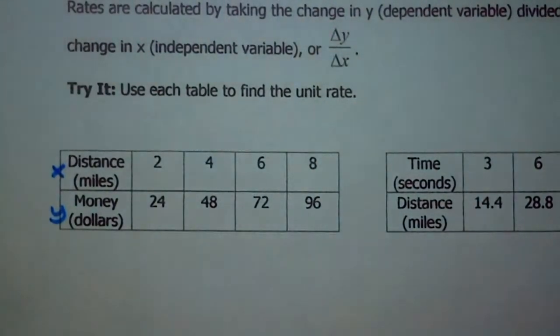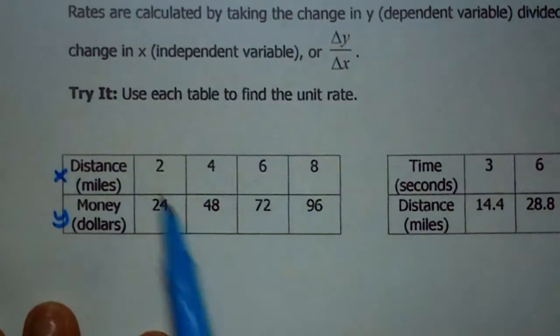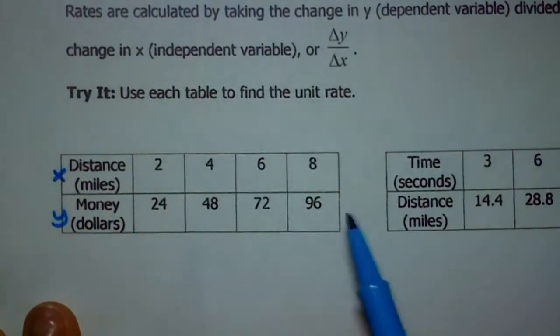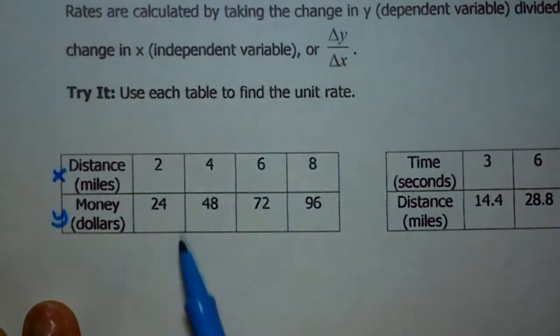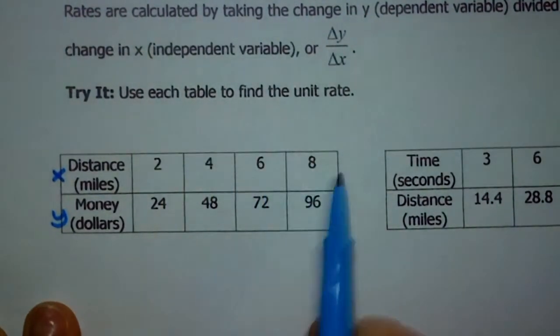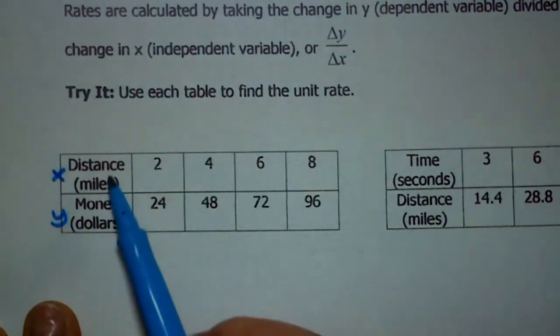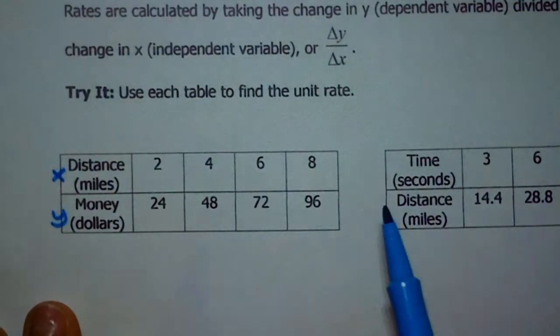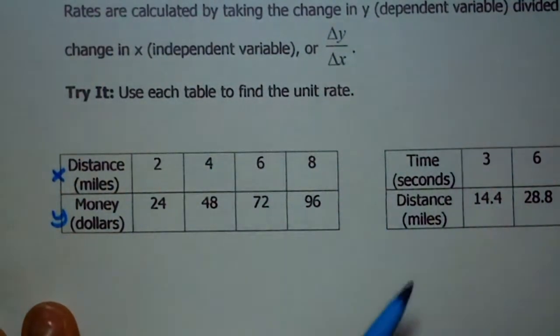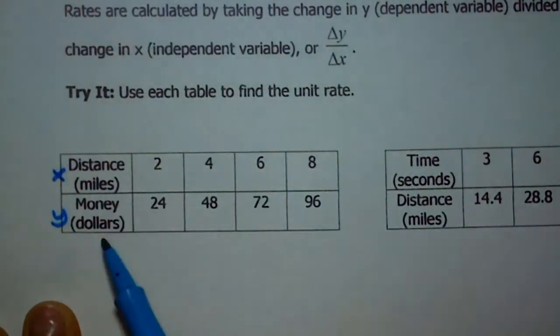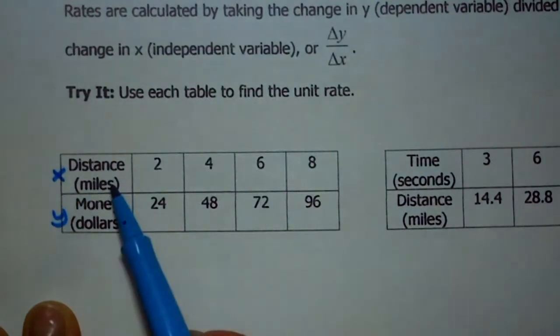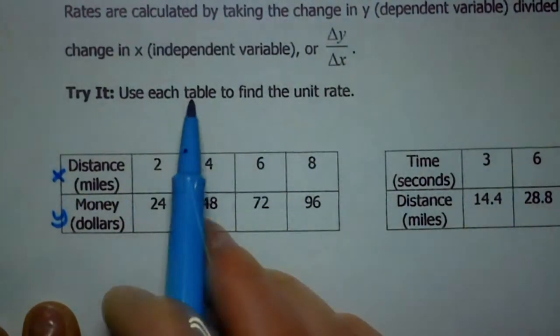So what I'm saying is, to figure out the unit rate from this table, how much 1 of something is, all you're going to do is see what y is changing by and divide it by what x is changing by. And that will allow me to figure out the dollars per mile. Okay, so let's say you're doing a walkathon and you're going to get paid for your distance. We wouldn't want to know miles per dollar, we want to know dollars per mile. So that's why it's y divided by x.